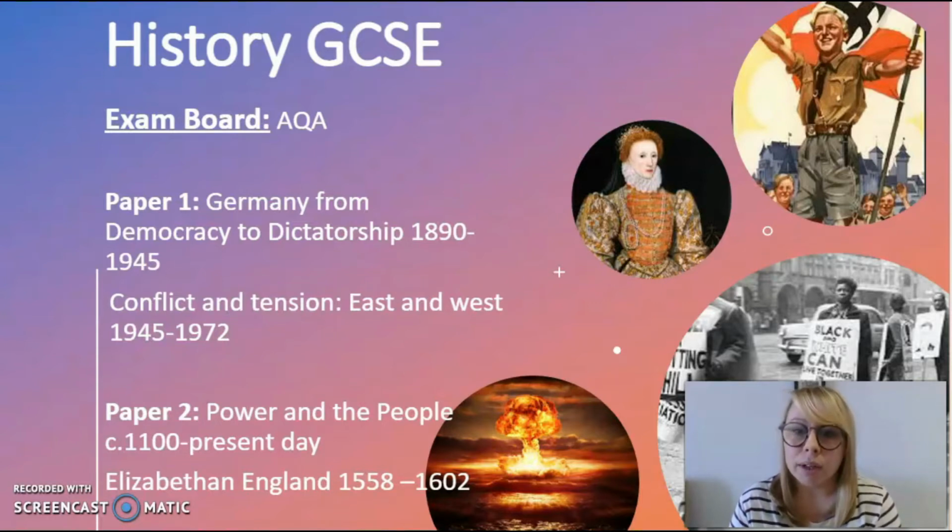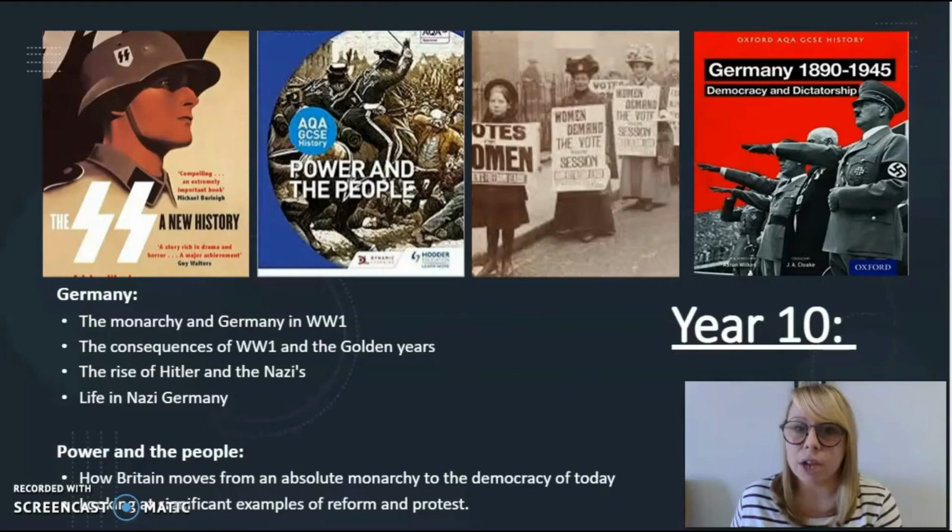So paper 1 looks at Germany and the Cold War. Paper 2 looks at Power and the People and Elizabethan England. And I'll just break down what those topics are for you now. So we break it down so that in year 10 and year 11 you do part of paper 1 and part of paper 2. Because paper 1 is heavily modern history, we want to break that up into the 2 years so that you've got a bit more of a mix.